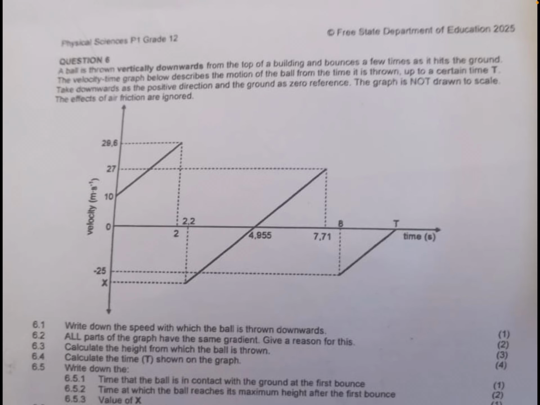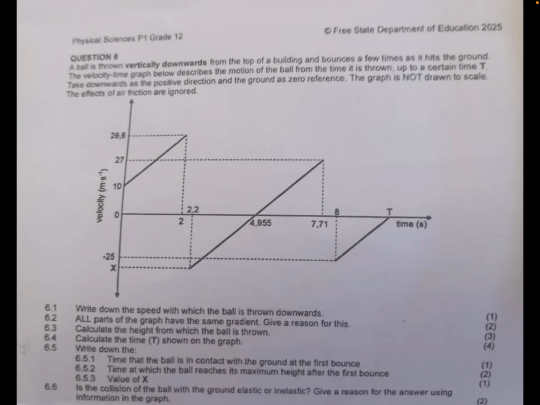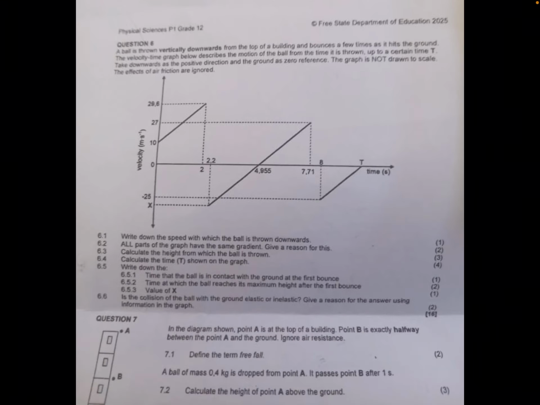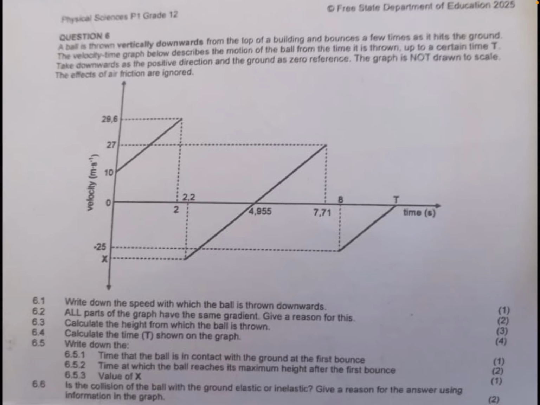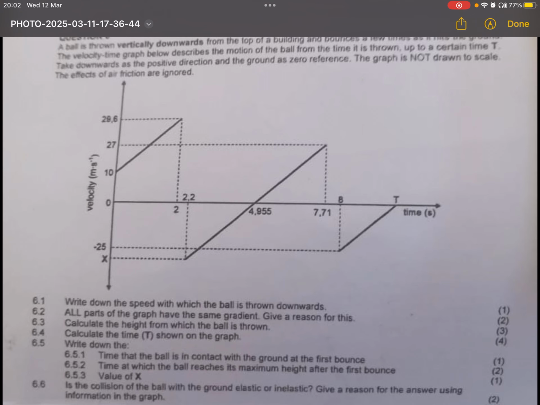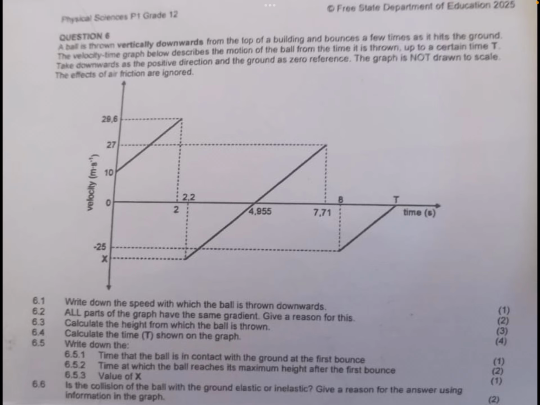Does it bounce again? That's the dotted line. Now, at 7.1 seconds it hits the ground. Then at 8 seconds, now it does what? It moves away from the ground. So it goes all the way up to time t.